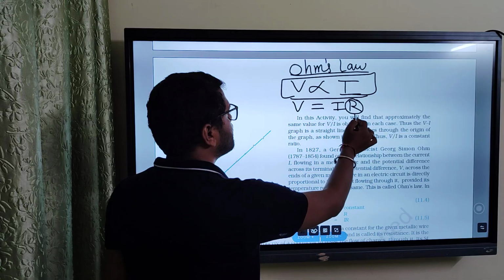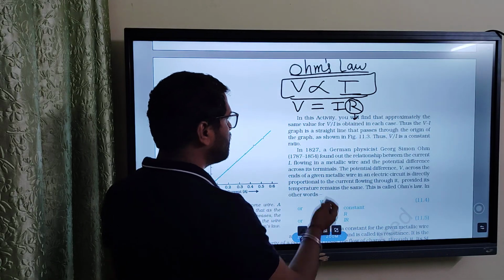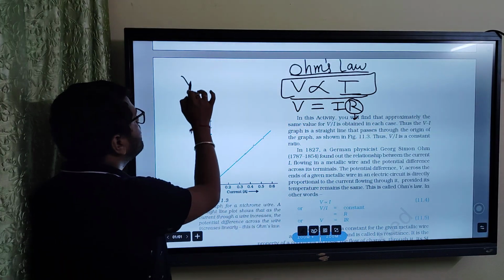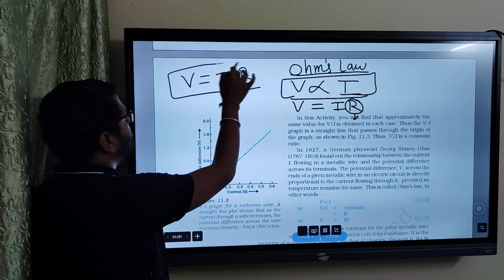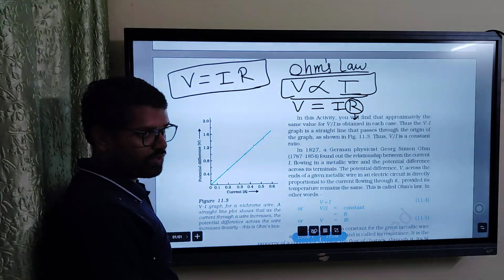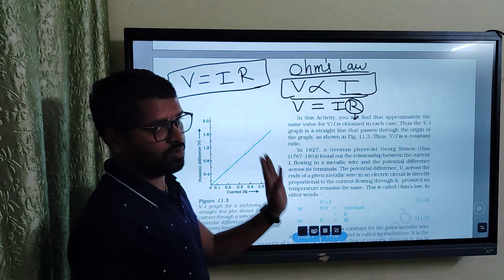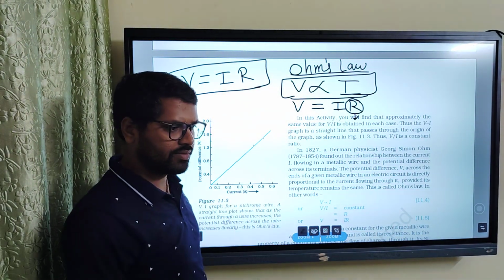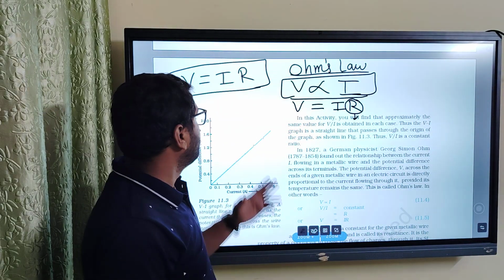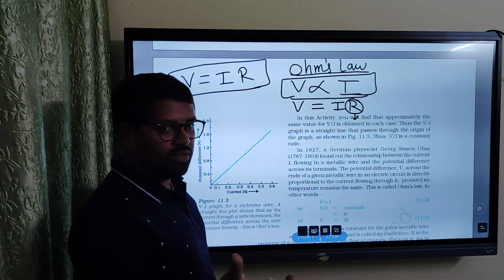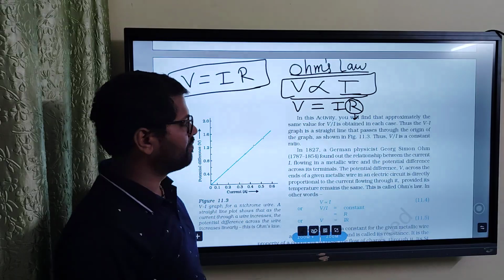R is constant. Okay. So now we got a very important relationship, V equals IR, which in the exam, definitely 100% one question will be asked from Ohm's law. It is 100% very useful, and in 12th standard also it will come. Right? Now how to derive this relationship?